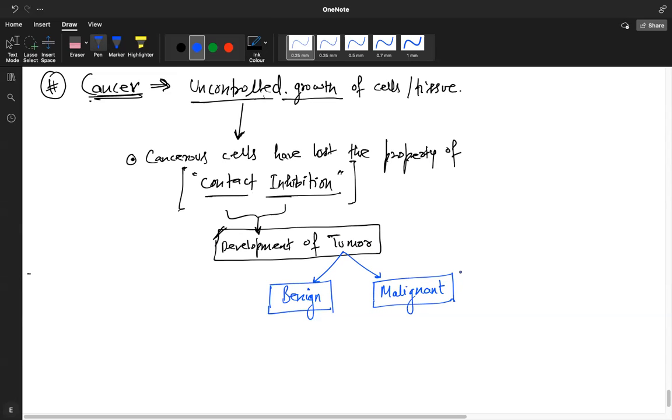Yes, Arpit. So benign tumor does not spread. What do you mean by does not spread? Like, sir, in the case of malignant tumor, it flows into the blood and the tumor is spread all over the body. Okay, so what happens in case of benign tumor? Sir, I don't know.